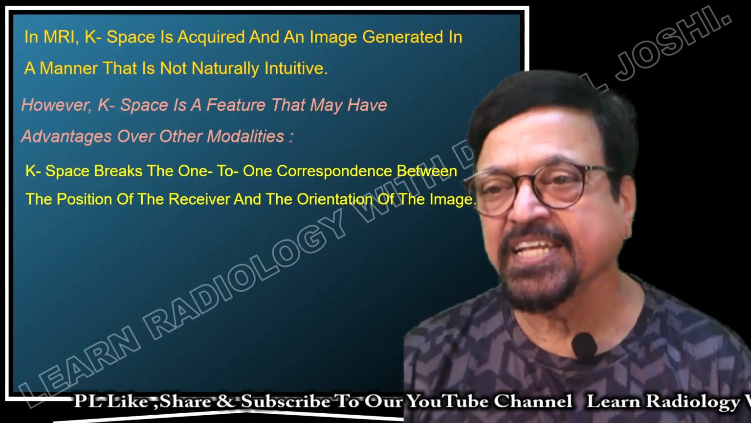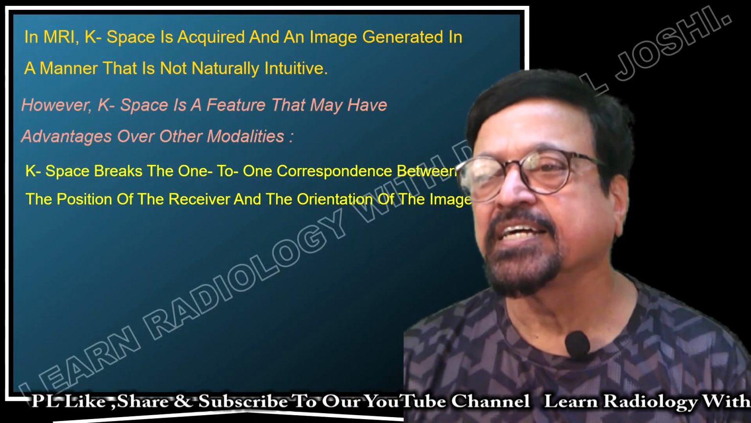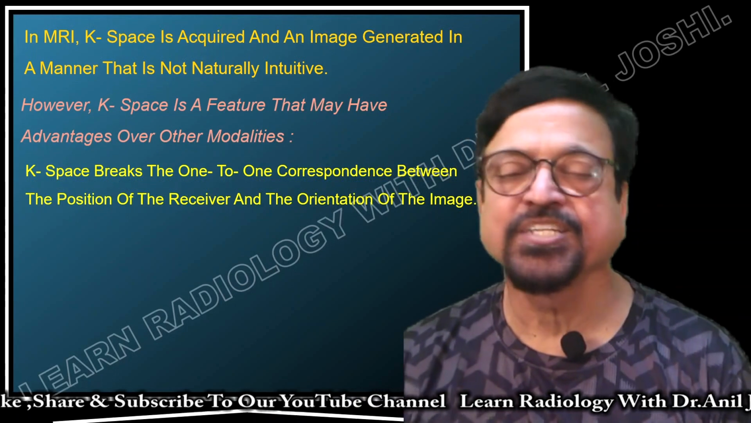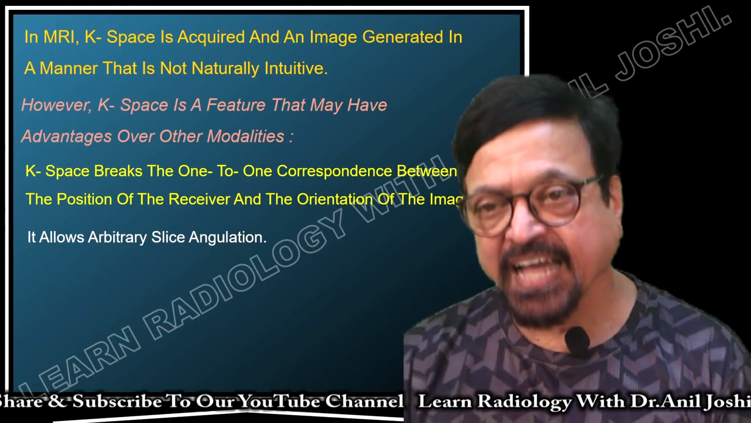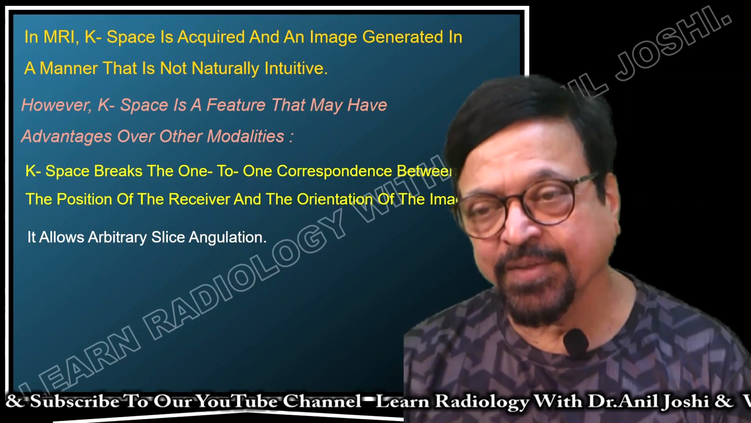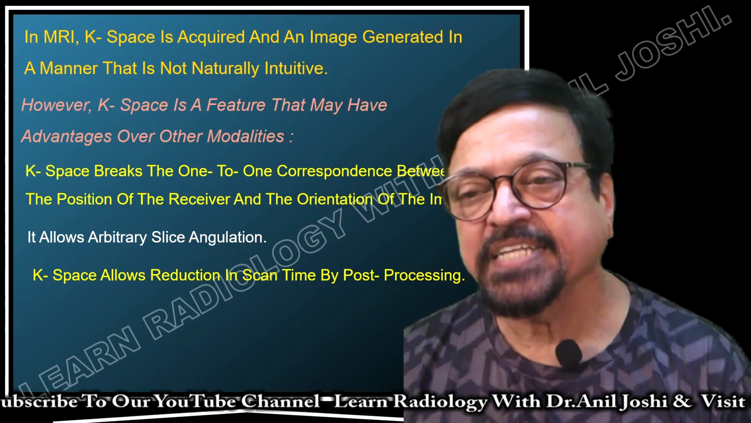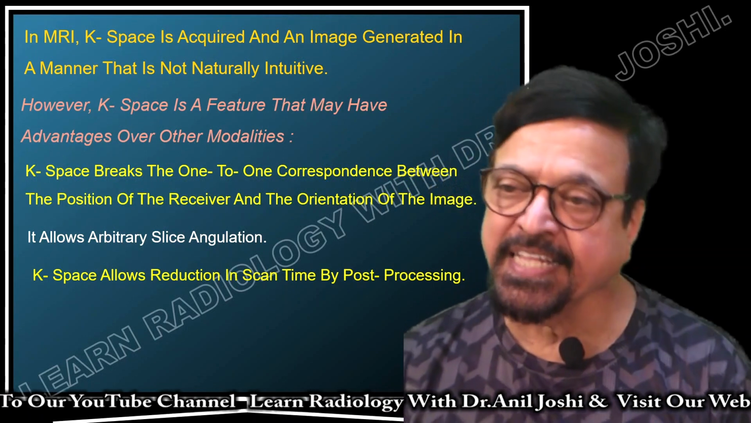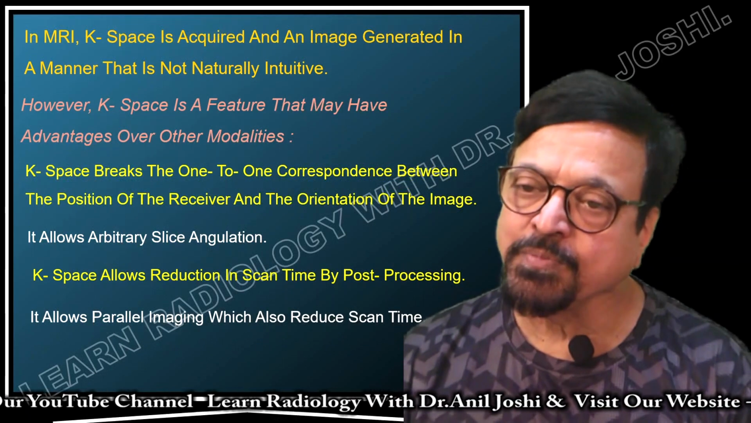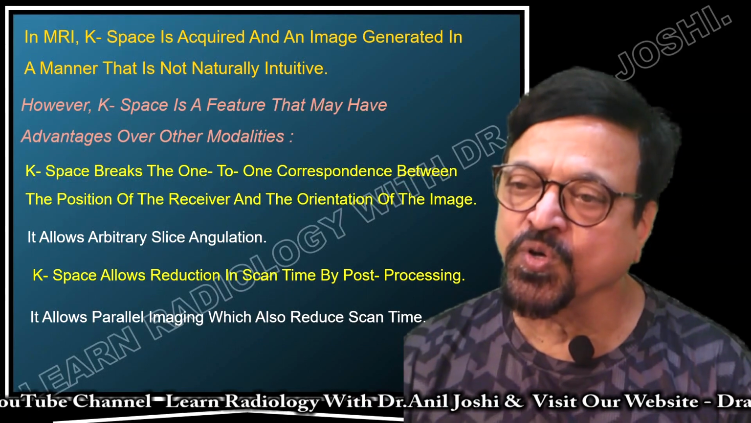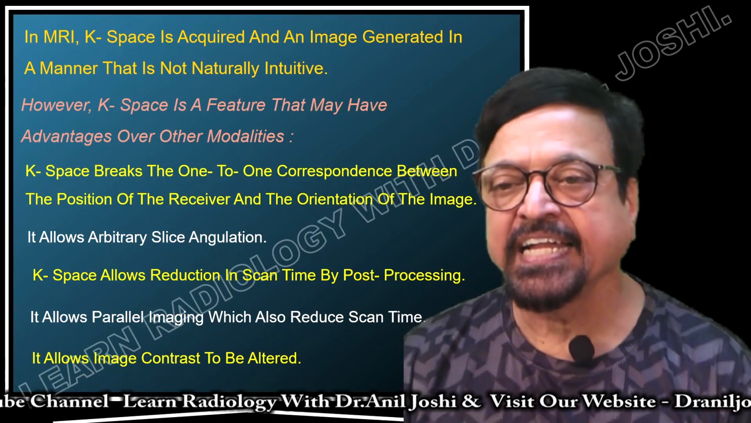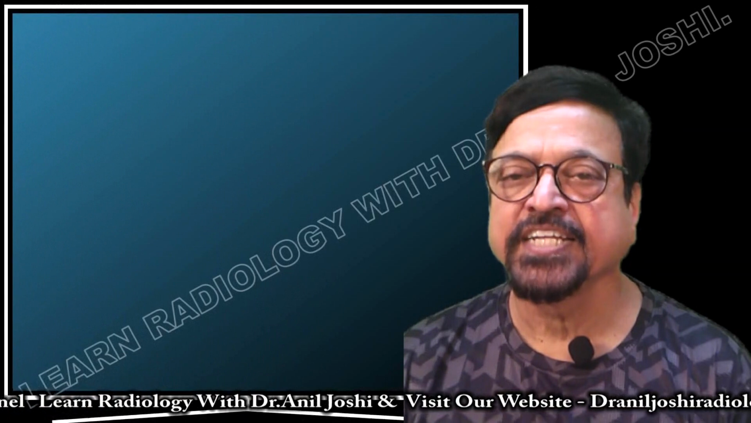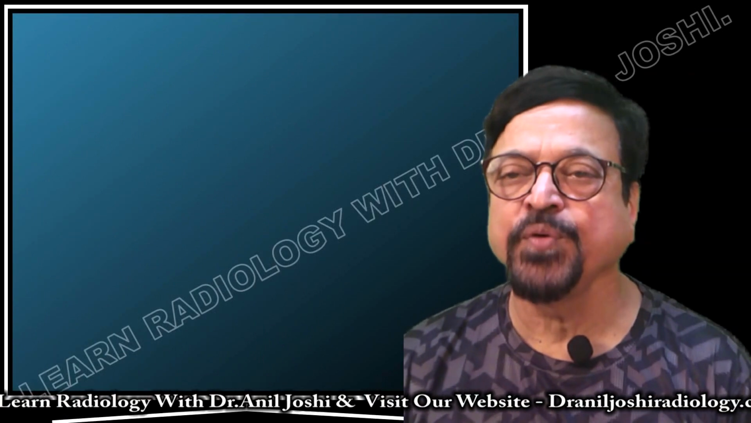K-space breaks the one-to-one correspondence between the positions of the receiver and the orientation of the images. It allows arbitrary slice angulations. K-space allows reduction in scan time by post-processing the images. It allows parallel imaging, which also reduces the scan time, and it allows imaging contrast to be altered. So that is required in our DICOM image viewing.